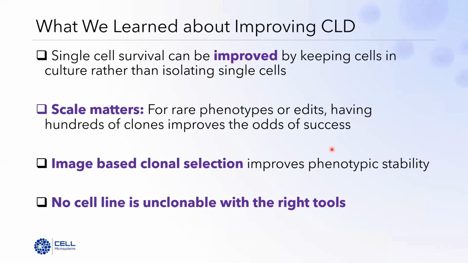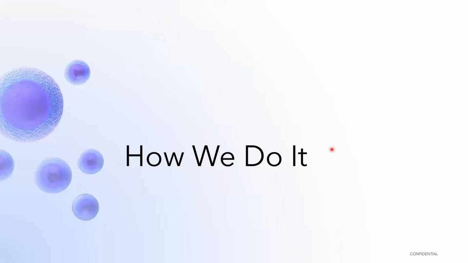If you're limited to the one clone that survived, it may not be able to recapitulate the population that you're looking for. We've also found through the podocyte example that image-based clonal selection can improve your phenotype stability because we're able to choose upfront the cells that we think have the best chance of being edited rather than relying on cells surviving without that forward screening. And importantly, we like to say that no cell line is unclonable if you have the right tools at your disposal. So what are those tools?